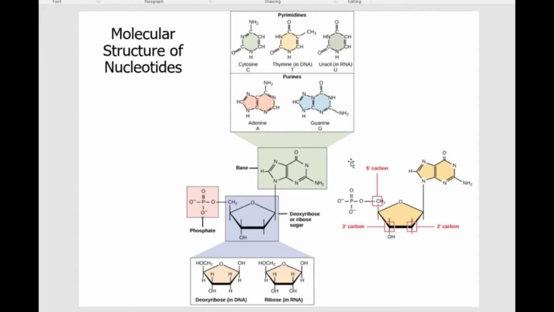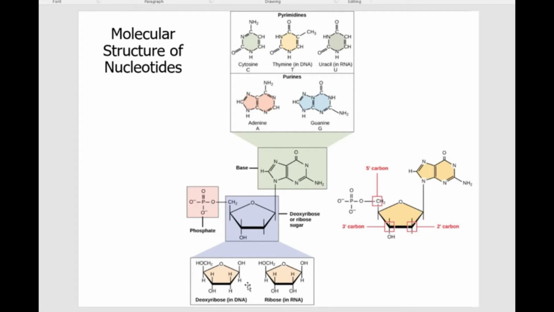Alright, so this is more details about the structure. We're going to look at the pentose to differentiate DNA and RNA. You can look at this number 2 carbon. See, it shows you number 2, number 3, because you start counting from here, right? Number 1, number 2, number 3. Now the difference between DNA and RNA is in this number 2 carbon.